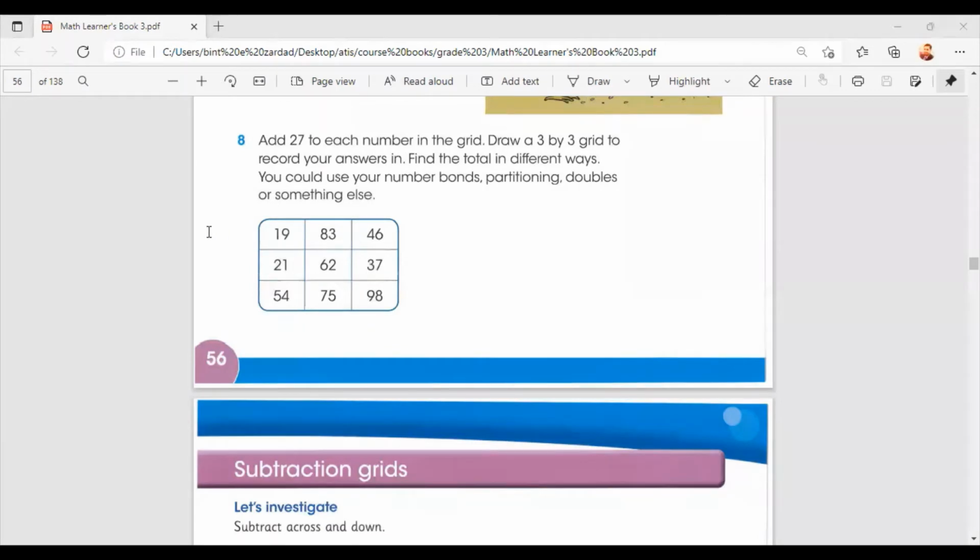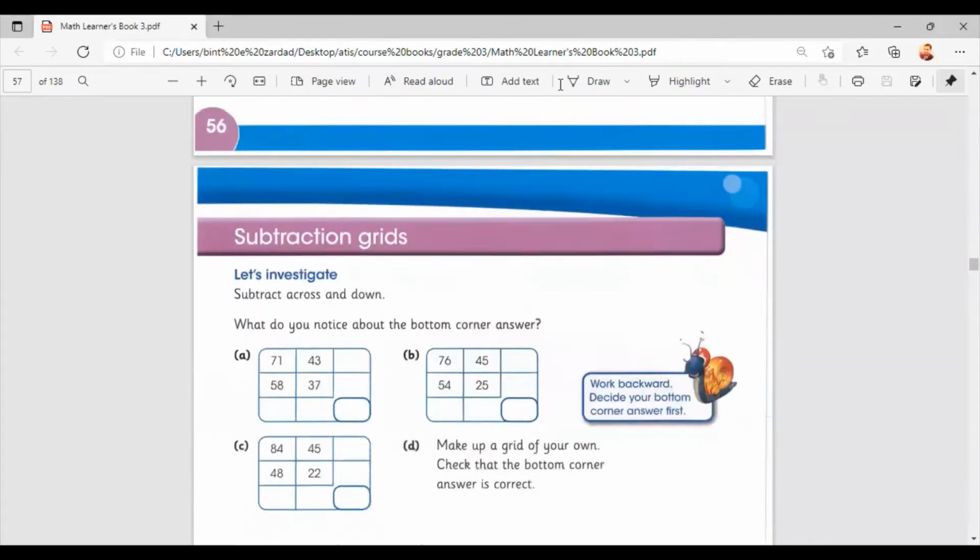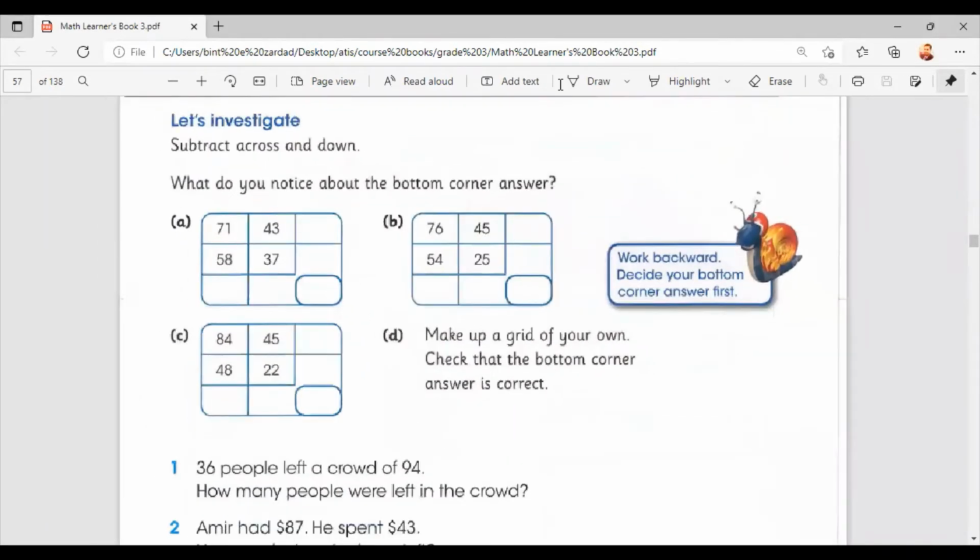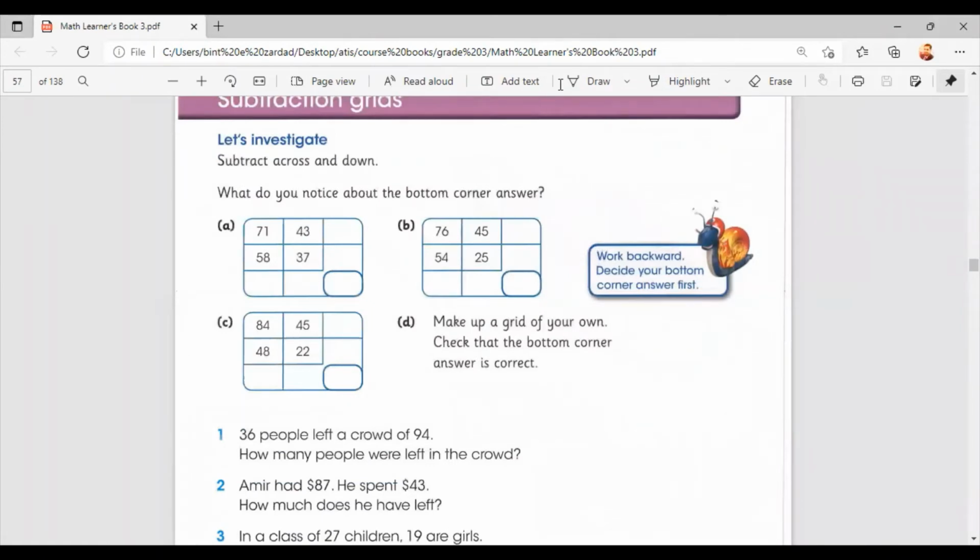27 plus 19 equals 46. 21 plus 27 equals 48. And 54 plus 27 equals 81. After this, the second and third columns are the same, using the method of adding 27. The second part is subtraction: subtract across and down.